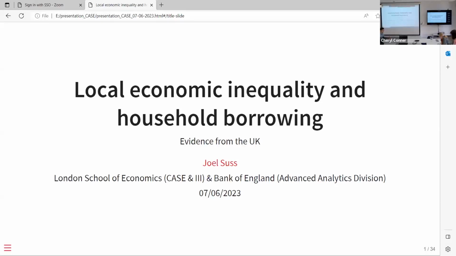And a study co-authored with Tiago Oliveira provides evidence of a link between this neighbourhood inequality in London and volume of police stop and search activity. And today, Joel is going to talk to us about local economic inequality and household borrowing in the UK. So I'll hand over to Joel now.